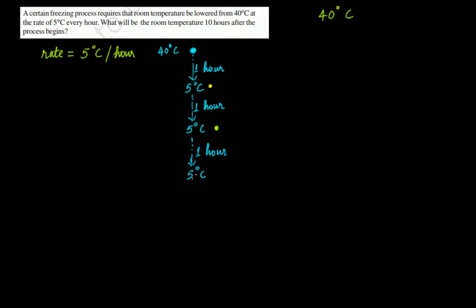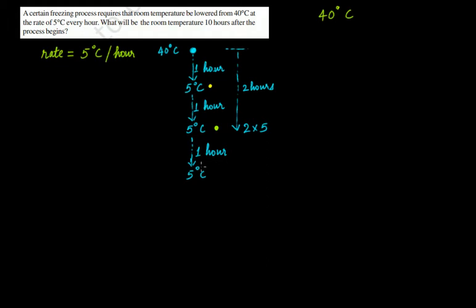That's what it's asking: what will be the room's temperature after 10 hours? After 1 hour, it was 5 degrees. Someone may ask, what will be the total drop in temperature after two hours? That is from here to here. This is 1 hour, this is 1 hour, that is 2 hours. You will say 5 plus 5, so after 2 hours it will be 2 times 5. Why? Because for 1 hour, 5, for another 1 hour, 5.